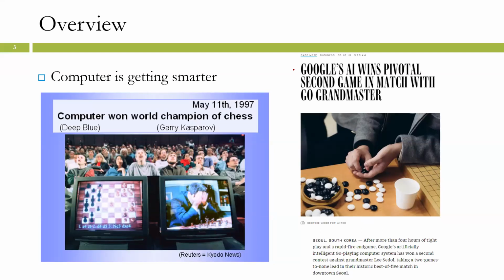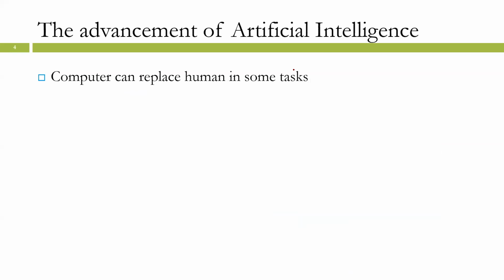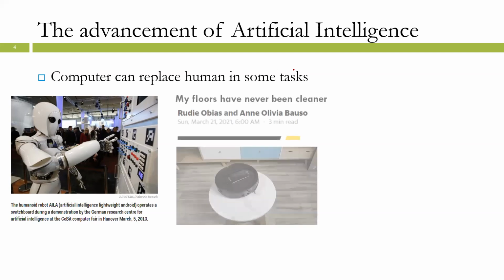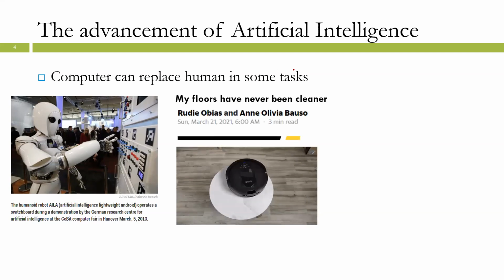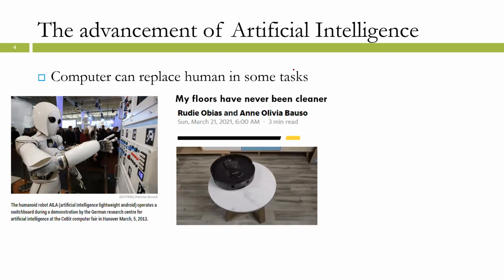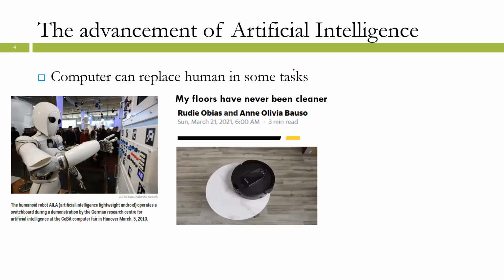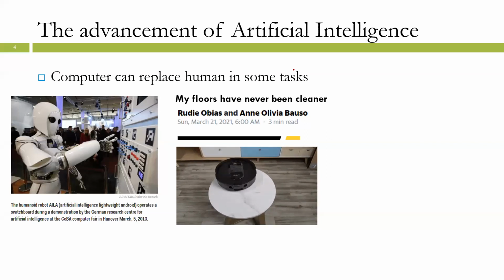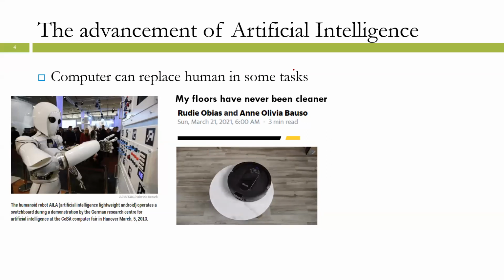AI is our friend. Actually, computers or AI can replace humans in some tasks. For example, just like I show you here, a computer can operate certain tasks like looking at the markers, and then the robot can do some operations. Or this is a tool that we see very often in real life: the vacuum cleaner, right? The vacuum cleaner is able to scan your home environment, and then it's able to keep your home clean.